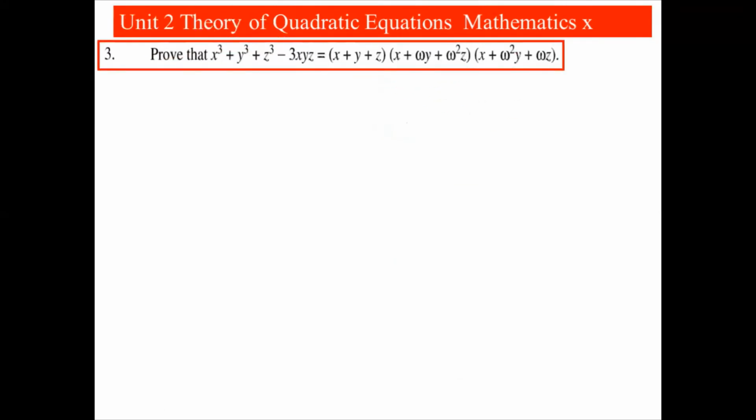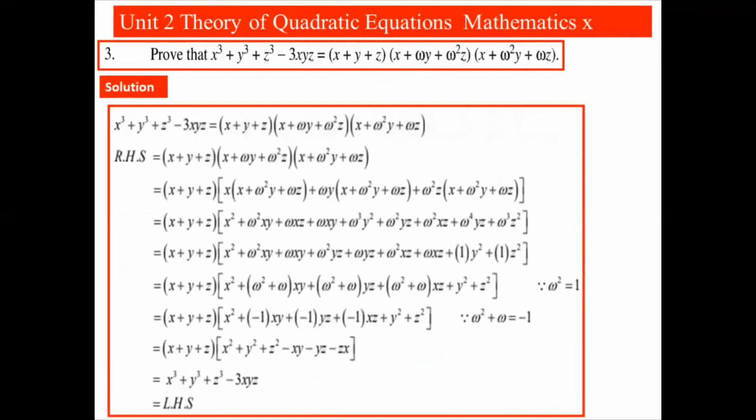x cube plus y cube plus z cube minus 3xyz is equal to x plus y plus z times x plus omega y plus omega square z times x plus omega square y plus omega z. Solution. Now we have to take the right hand side to solve this. So first we multiply these two terms. So for this we have to multiply this x with this whole, then we take this omega y and multiply with this whole term, and then we take omega square z and multiply with this whole term.